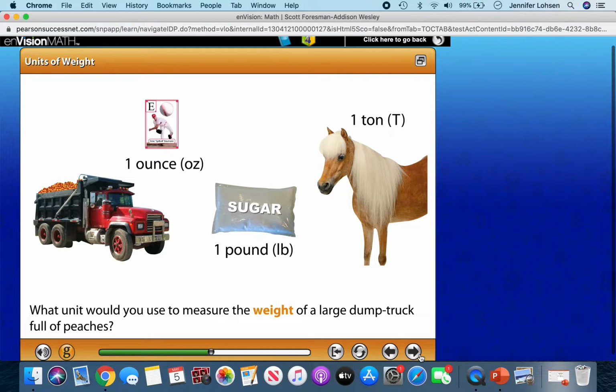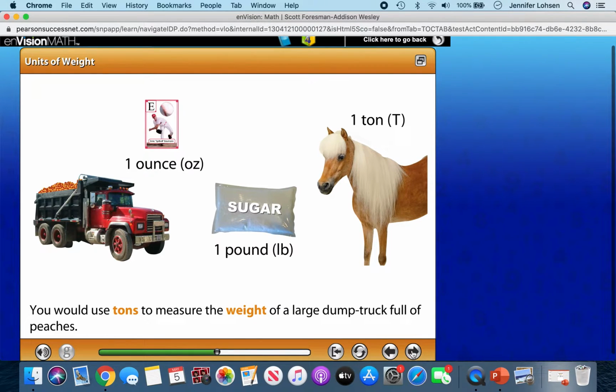Now, if I went down to the peach orchard by my dad's house in Georgia and I took a big dump truck and I filled the whole bed of the dump truck up with peaches, how do you think I would measure the weight of that? We're not talking about the whole truck. We're just talking about all these peaches in here. Do you think I would be able to carry all those peaches by myself at one time? Or me and my dad carry all those peaches by ourselves? I don't know. Might be a little heavy.